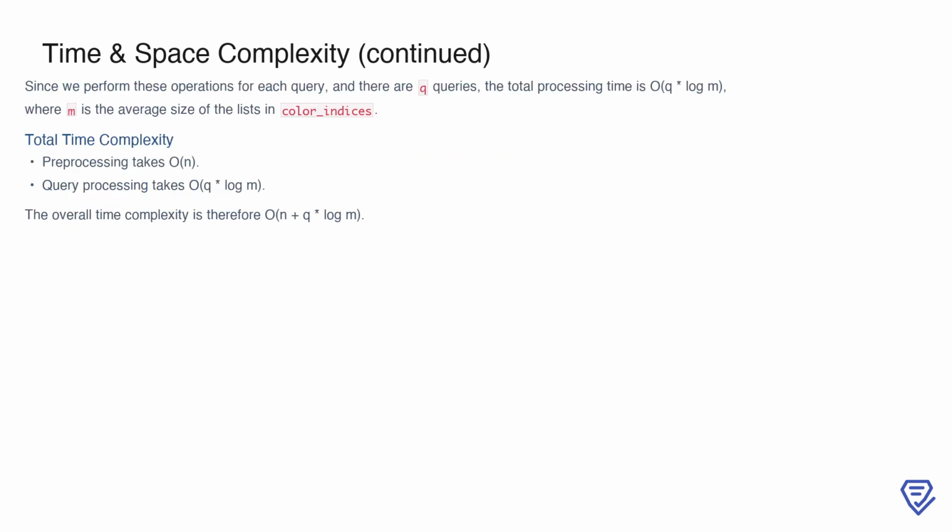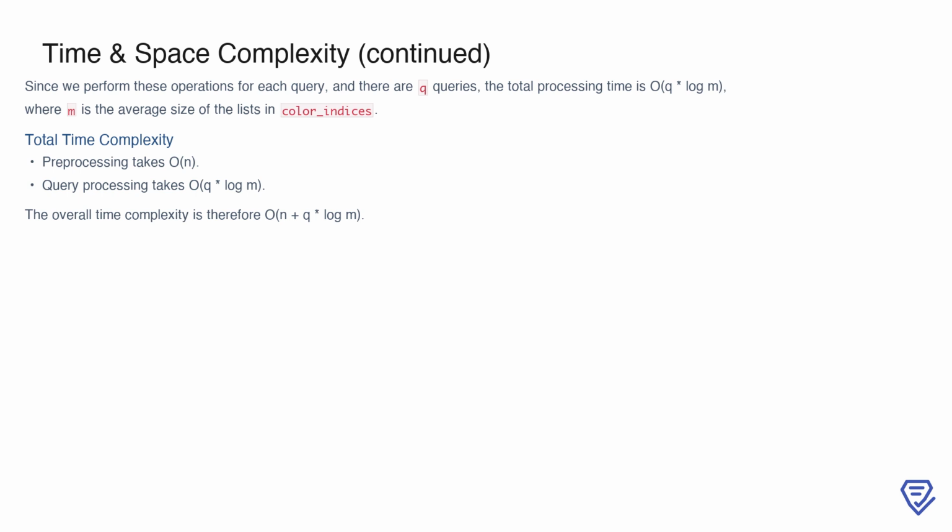Now, since there are q queries, and each query involves operations that take log m time, the total time required for processing all queries is O(q * log m), where m is the average size of the lists in the color_indices dictionary. Combining this with the pre-processing step, we get the total time complexity of the solution. Pre-processing takes O(n), and query processing takes O(q * log m). Therefore, the overall time complexity is O(n + q * log m). This balanced combination makes the solution efficient even for larger inputs, as both the pre-processing and query handling steps scale well.